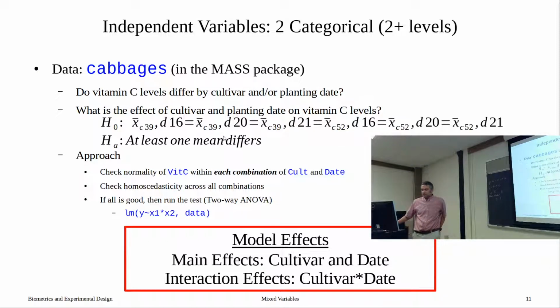So, what we're going to do is check our assumptions. If the assumptions are met, then we're going to create our linear model using this type of format, and we can simplify by using the multiplication sign, and R will automatically separate our model into something like this. Makes it easy. And then we look at the ANOVA table. All right, so our model is going to have main effects, which is the effect of cultivar only, and the effect of date only. And then it's going to have the interaction effect. And the first thing we're going to look at is this interaction effect.